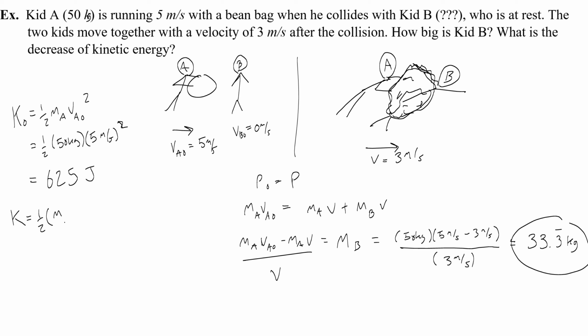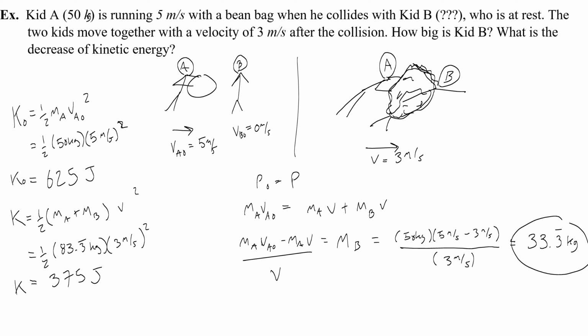And now to find the kinetic energy at the end, it probably would be a good idea to treat them as one object, half of MA plus MB times the final velocity squared. We don't need parentheses there, just because it's going to be faster to put in your calculator. So half of 50 plus 33 is 83.3 repeating kilograms times the final velocity of 3 meters per second squared. And half of 83.3 times 9 is 374.9 forever, so 375 joules of energy at the end.